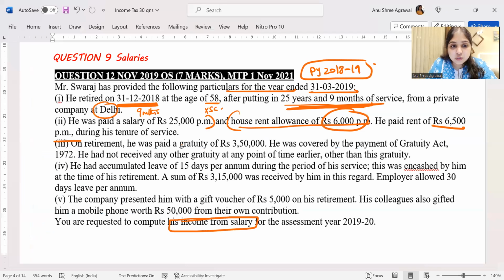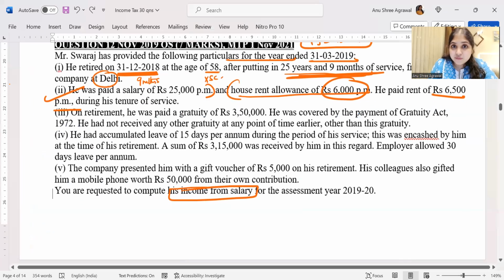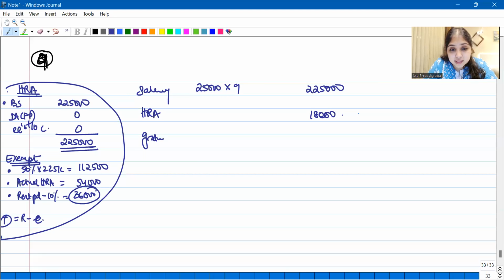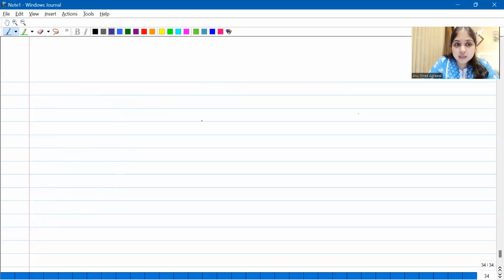Okay, then coming to the next point, on retirement, he was paid gratuity. Through this question, guys, your retirement benefits are going to get revised. On retirement, he was paid gratuity of 3,50,000. He was covered by POGA. So guys, he is receiving gratuity. Let me put down a separate working note for this, working note number 1. Now working note number 1 is all about gratuity. Tell me, how do you start?